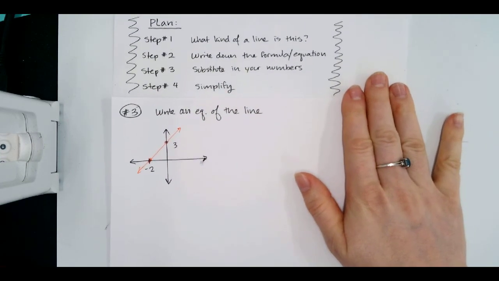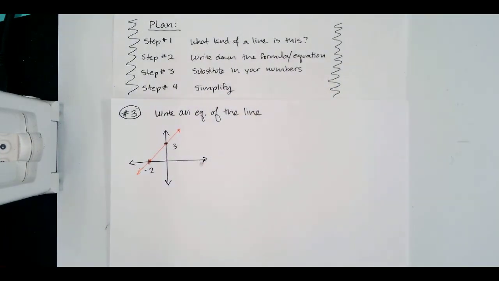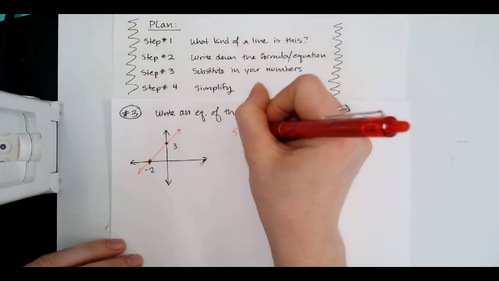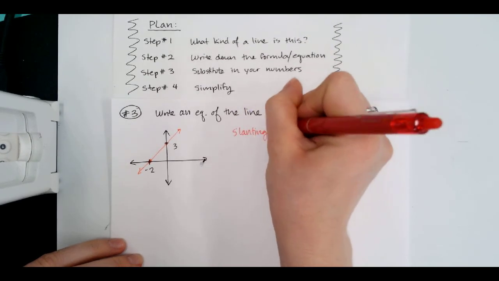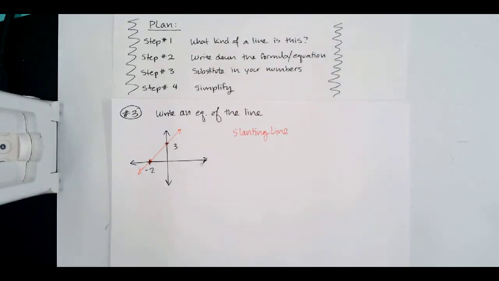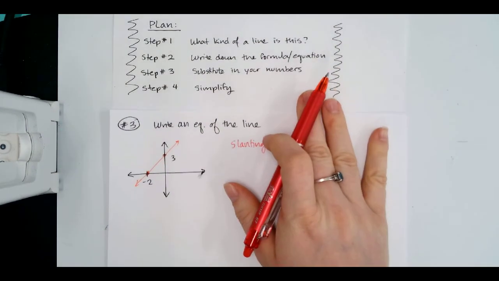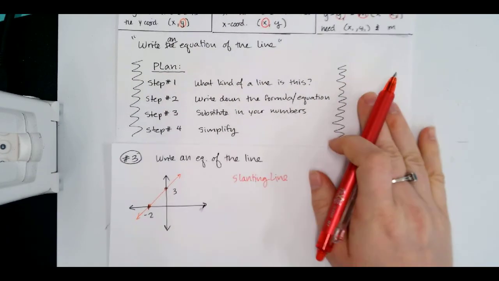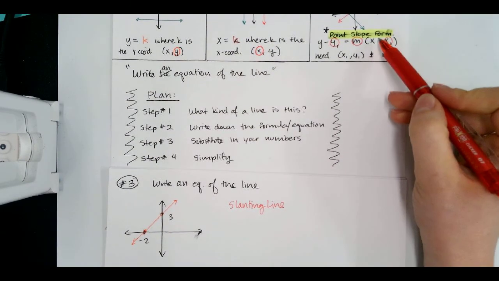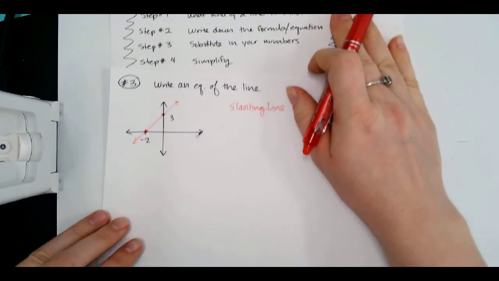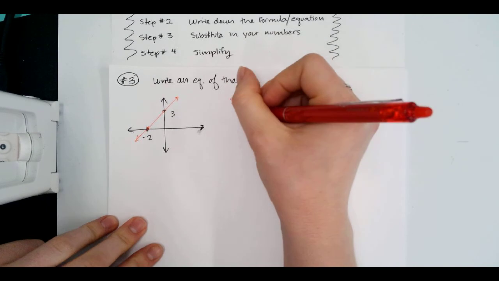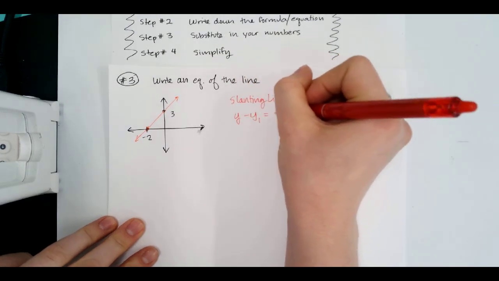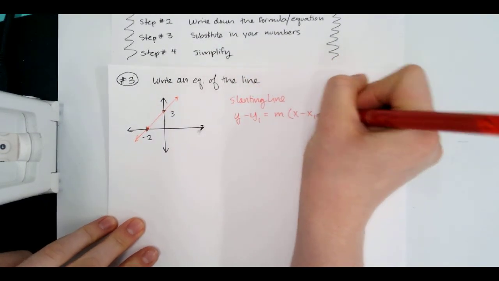As usual, let's think of our plan. What kind of a line is this? Well, taking a look at it, it looks like a slanted line. Okay, so slanting line. Step 3, what kind of formula are we using? We are using the point slope form. Remember, we need to have this memorized. Okay, so point slope form from our memory. Y minus y1 equals m times x minus x1.